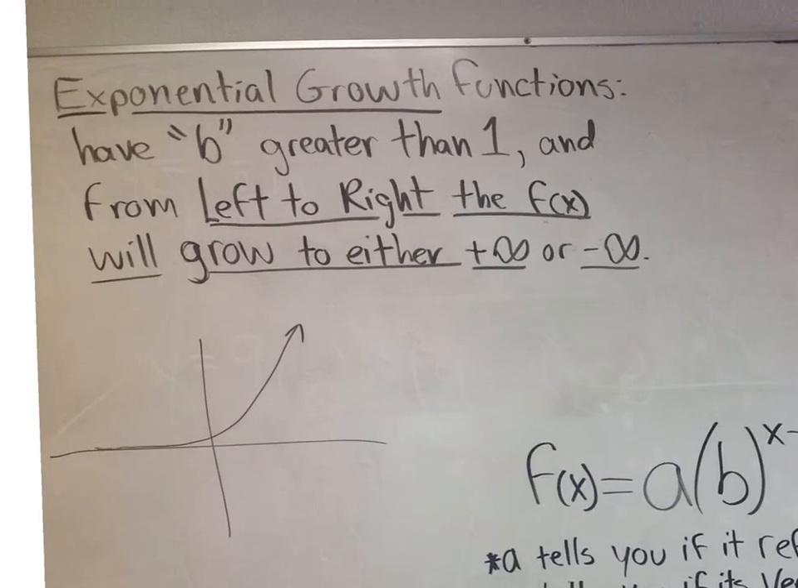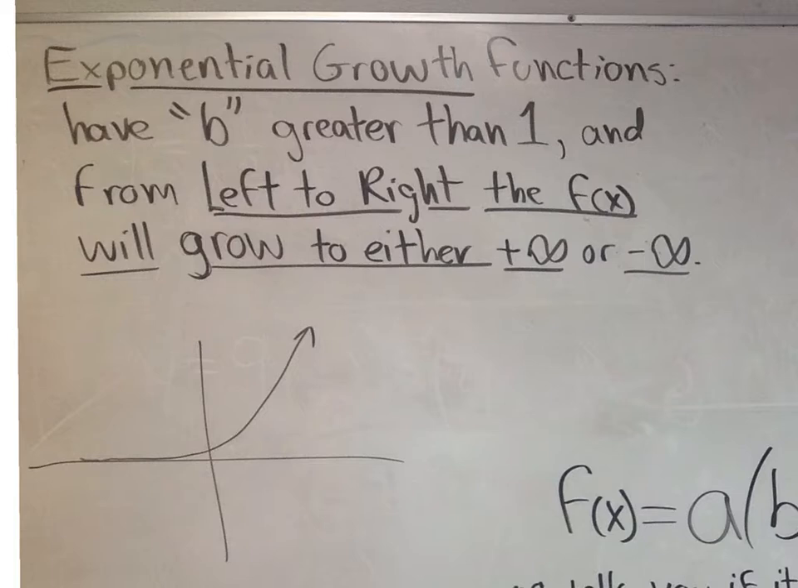First thing is, how do we know when we have an exponential growth function? Well, we know algebraically that it has a b value that's greater than 1, but when you're looking at it visually, from left to right, the f of x will grow either to positive infinity or negative infinity, okay? So it's either going up forever or down forever. So that's the key, to look at it from left to right.